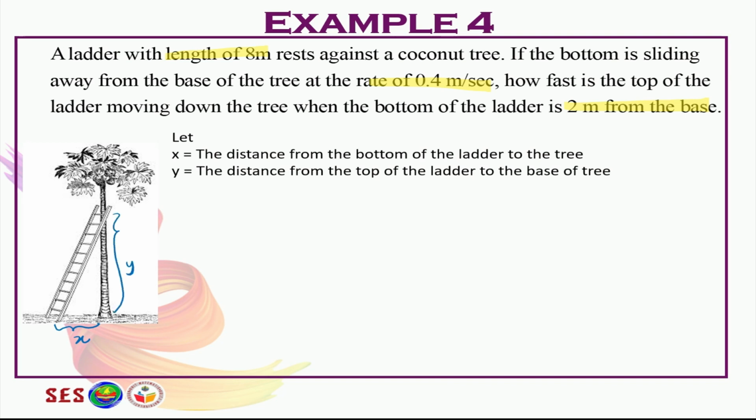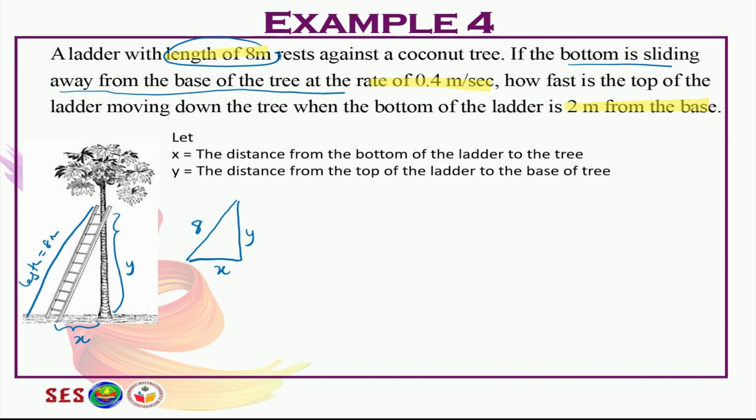And from the question, you know that length of ladder is 8 meter. So this one is 8 meter. So from the diagram, we have this triangle. So this one is x, y, and 8. Next information, you know that bottom is sliding away from the base of the tree at rate 0.4 meter per second. So bottom of the ladder to the tree is x. So rate means dx over dt. So we have dx over dt is equal to 0.4.